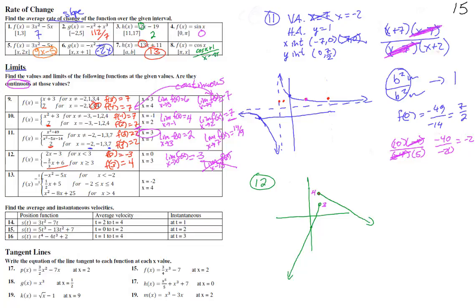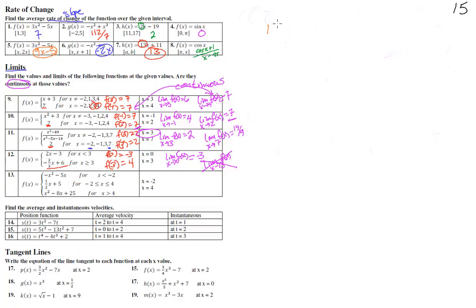Cool. Next one. Whoa, we're going to need some space. This guy has 3 different functions over 3 different intervals. All right, number 13. Let's see what we can get here.